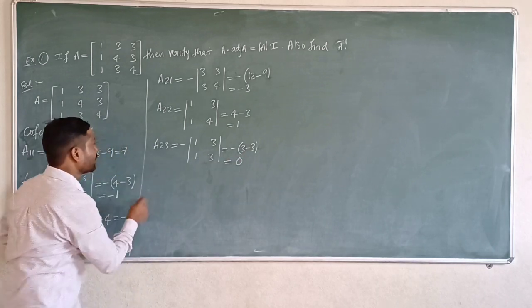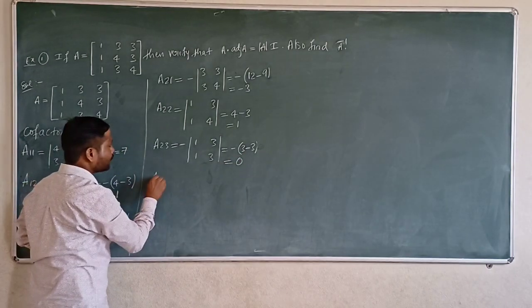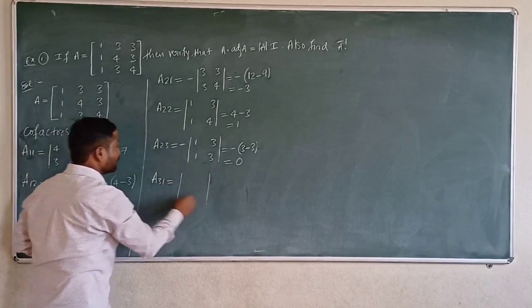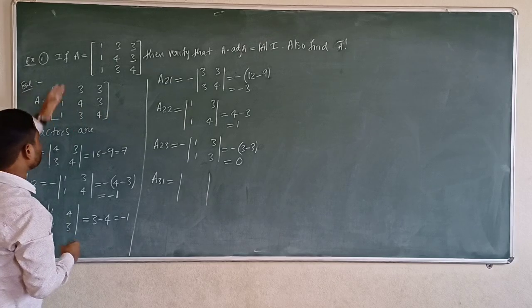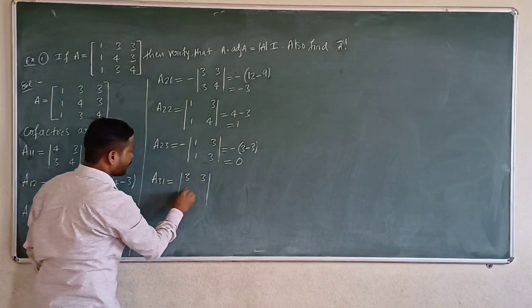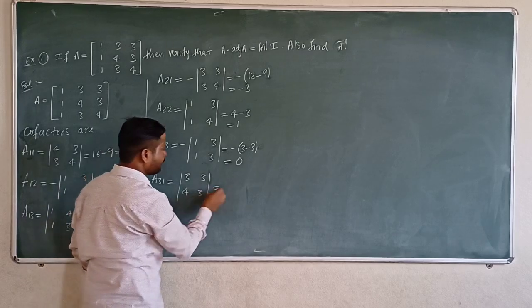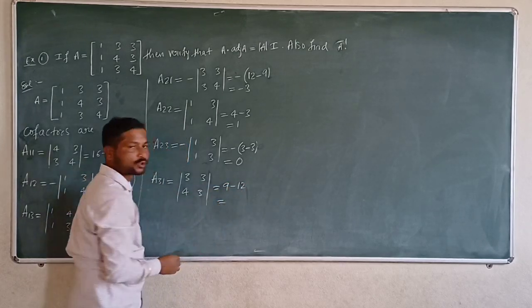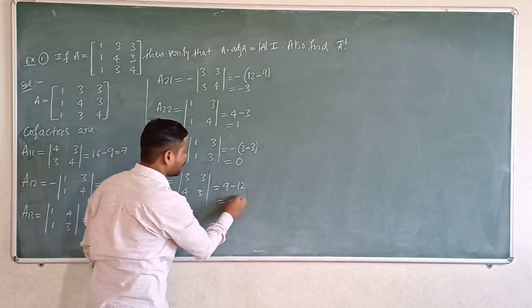Next is A31. Is A31 positive or negative? Positive. Delete the third row and first column. The elements are 3 3 4 3. So 3 3s are 9 minus 4 3s are 12. 9 minus 12 is minus 3.